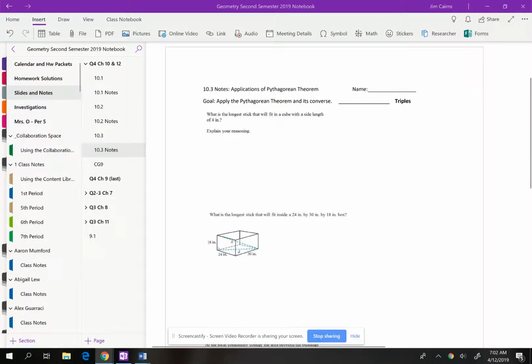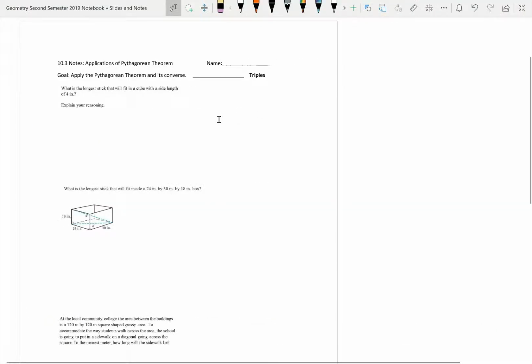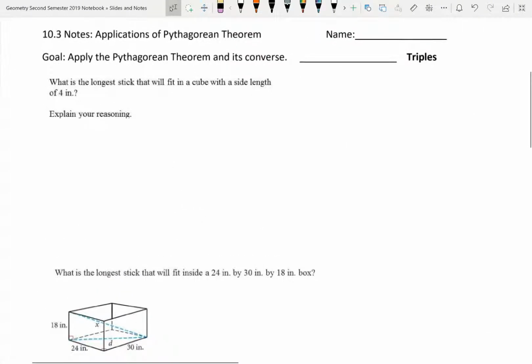All right, hello, welcome to geometry. We're going to do lesson 10.3 notes. And the goal of this is to apply the Pythagorean theorem and its converse to solve problems.